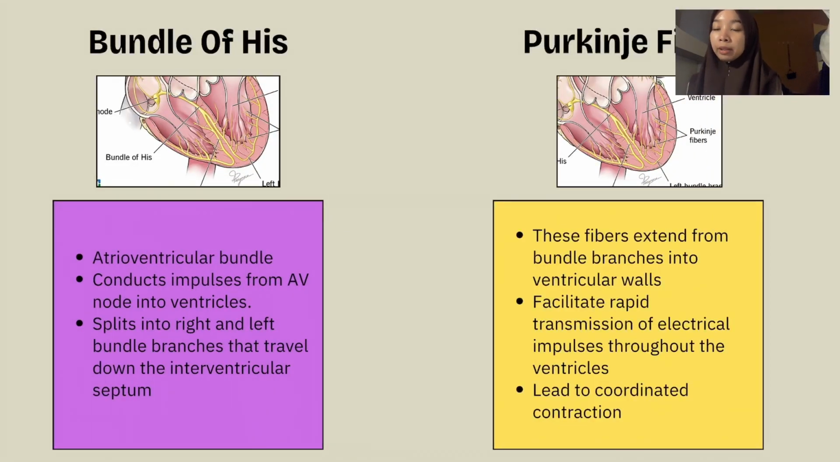Furthermore, we have the bundle of His, also known as the atrioventricular bundle. It conducts impulses from the AV node into the ventricles, which splits into right and left bundle branches that travel down the interventricular septum. And lastly are the Purkinje fibers. These fibers extend from the bundle branches into the ventricular walls, which facilitate rapid transmission of electrical impulses throughout the ventricles. These Purkinje fibers also lead to coordinated contraction.